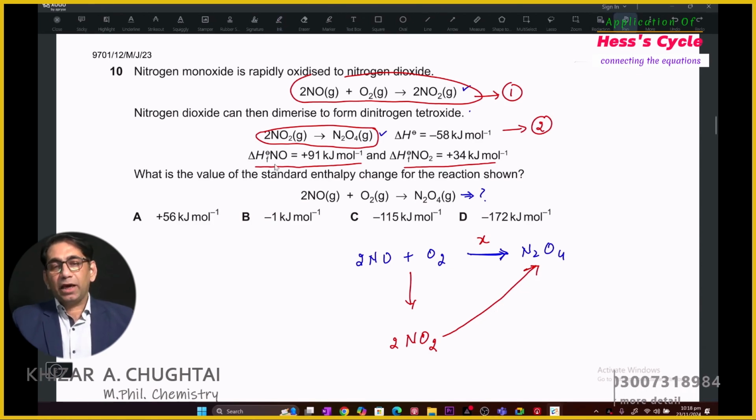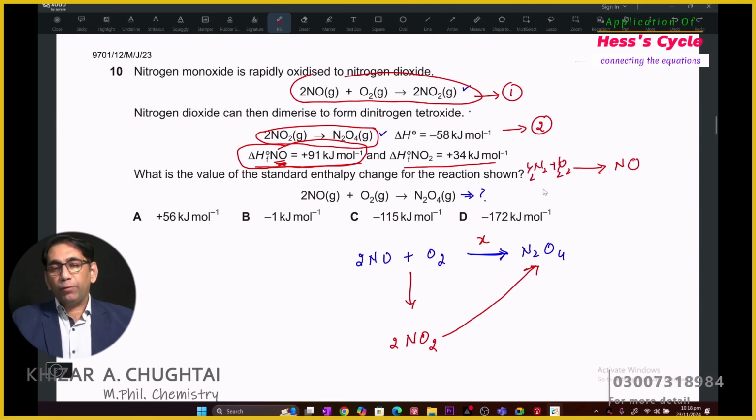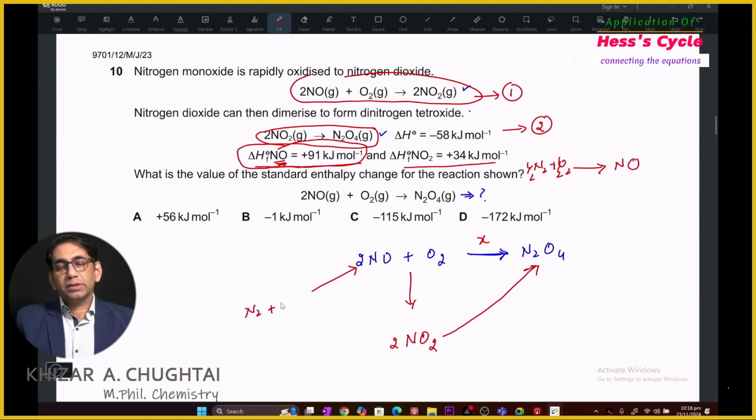The next thing is the enthalpy of formation of NO. Enthalpy of formation for any substance can be written like that. In case of NO, if I'm going to form NO, then I'm using nitrogen and oxygen elements, half a mole of oxygen and half a mole of nitrogen, and this is the equation of formation of NO. So I am going to mark it over here: half N2 and half O2.